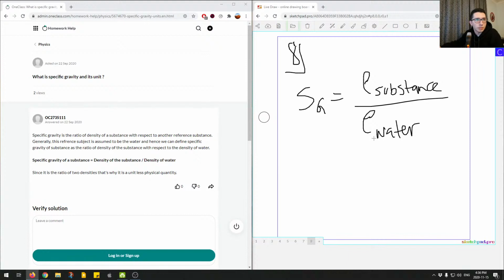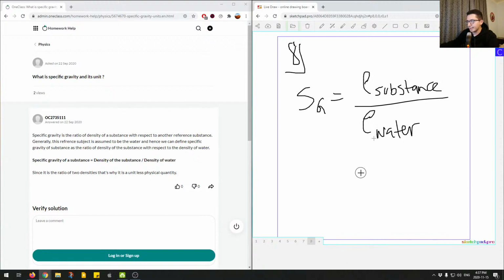So the units of density is kilograms per meters cubed. This is the SI units. It could be grams per meters cubed or grams per centimeters cubed, but it's mass divided by volume. So here, if we have the same units on top, same units on the bottom, the units cancel each other out. So we end up seeing that specific gravity doesn't even have units. It's a unitless physical quantity. And this is what the junior tutor indicates here. Since it is the ratio of two densities, that's why it is a unitless physical property.